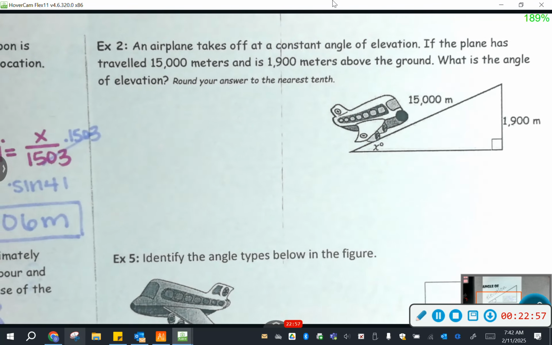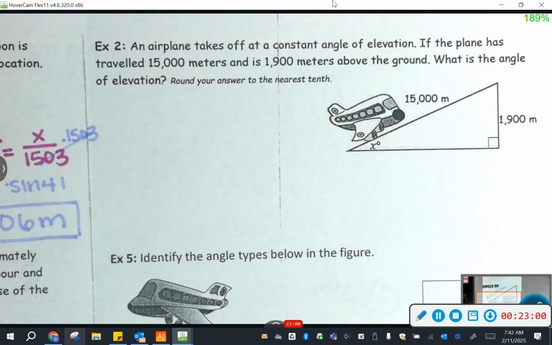I'm going to give you 1.5 minutes. I would like you to try to do this one on your own. Find the angle X. Go.